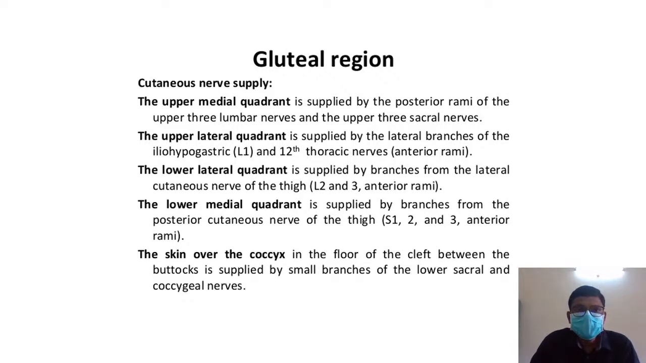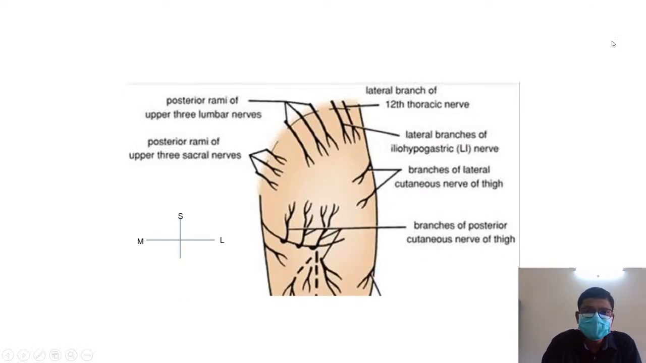So the upper medial quadrant is supplied by the posterior rami of the upper three lumbar nerves and the upper three sacral nerves. You can see this picture. See, these are the posterior rami of the upper three lumbar nerves, and these are the posterior rami of the upper three sacral nerves. So these are the two set of nerves which supply the upper medial quadrant of the gluteal region.